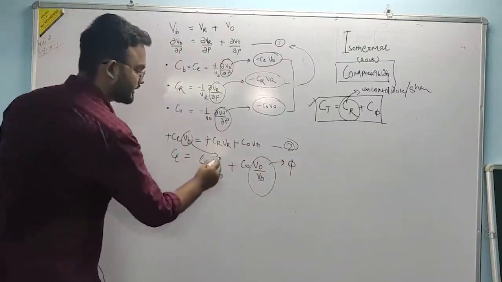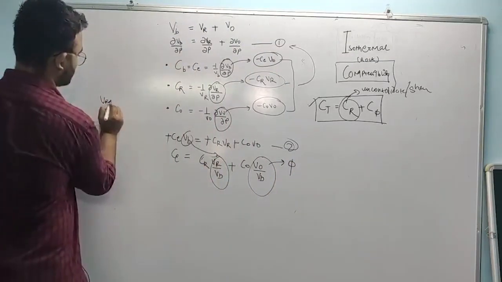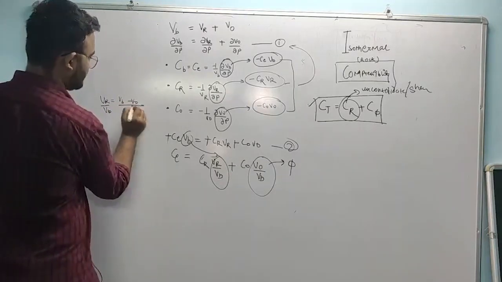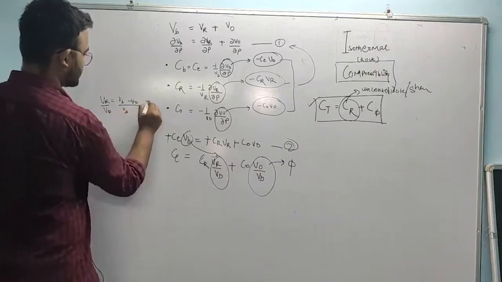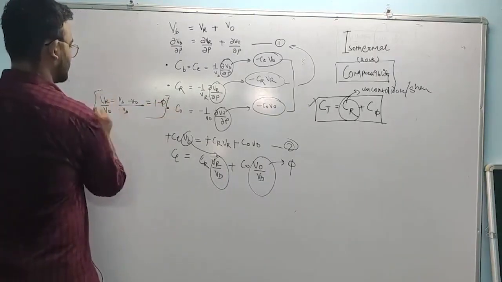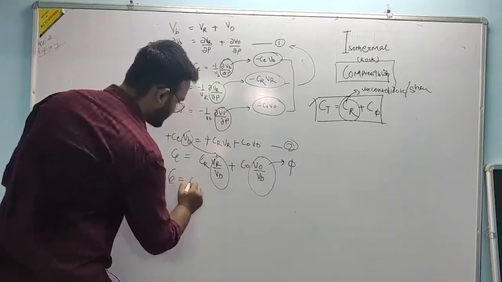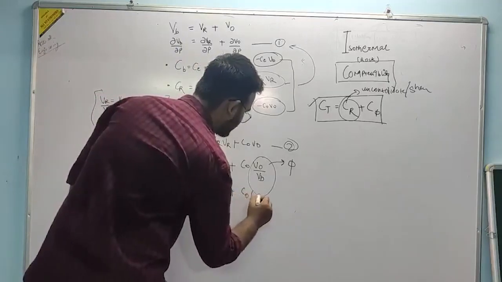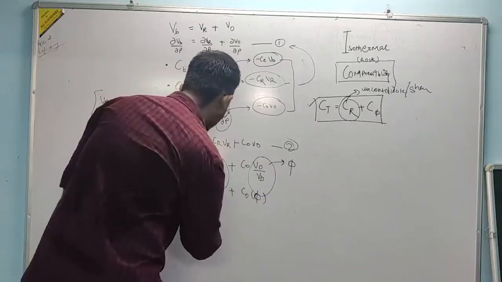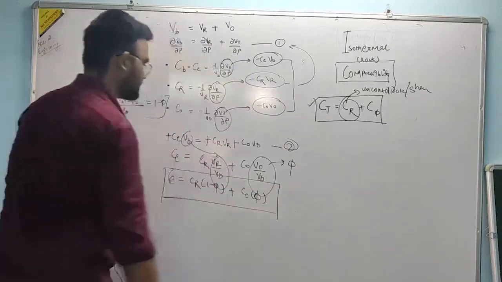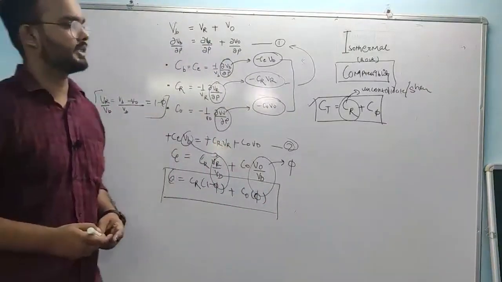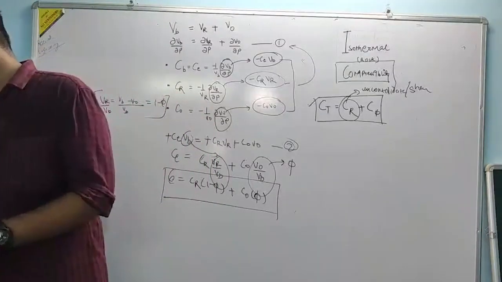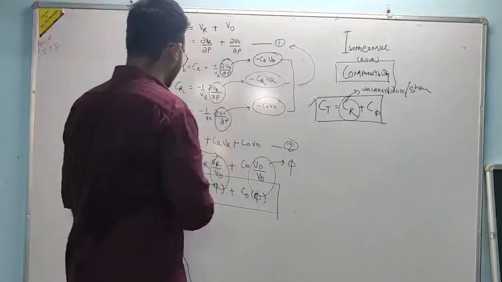What is Vr? Vr is Vb minus Vo. So Vr by Vb is Vb minus Vo divided by Vb. So it's basically 1 minus porosity, right? Think about it. So Ce is Cr times 1 minus porosity plus Co times porosity. And that is the definition of effective compressibility. Isn't it nice? So these are the few things that we talked about, and I have some more things to share with you.